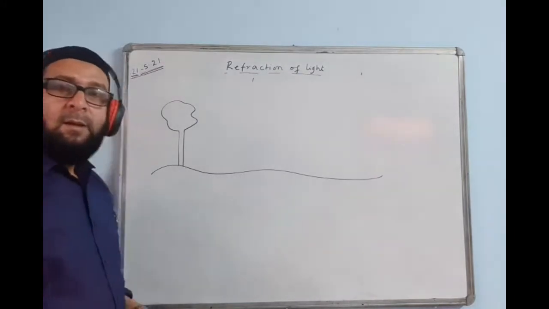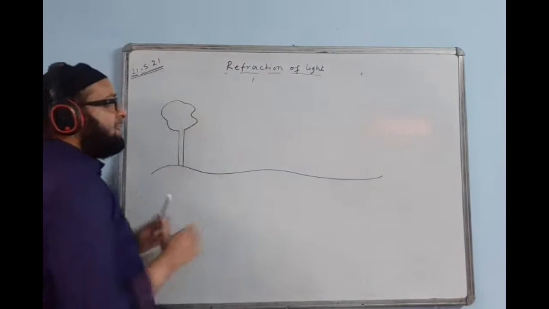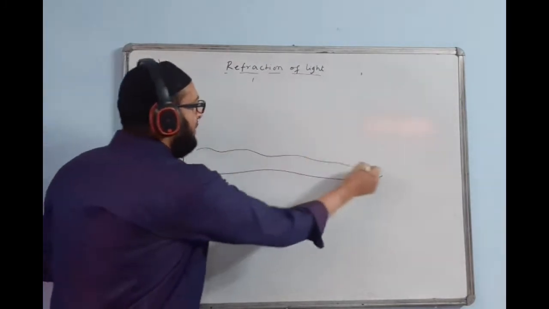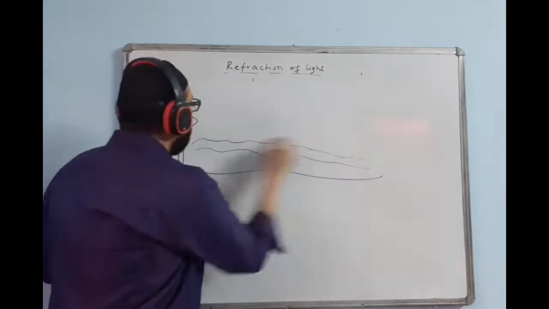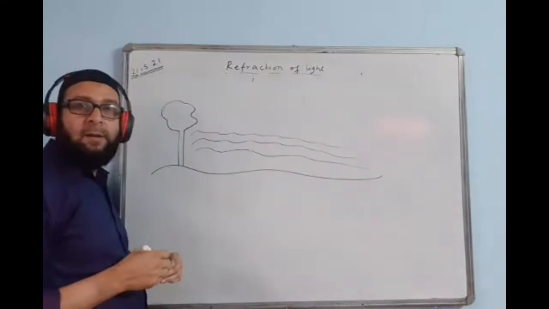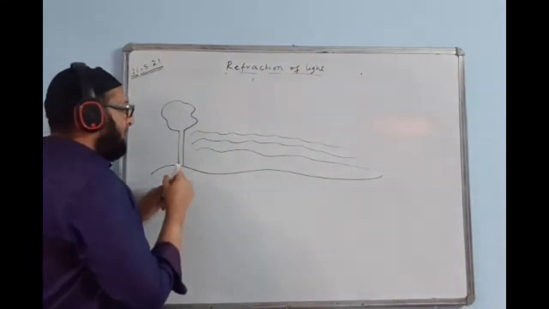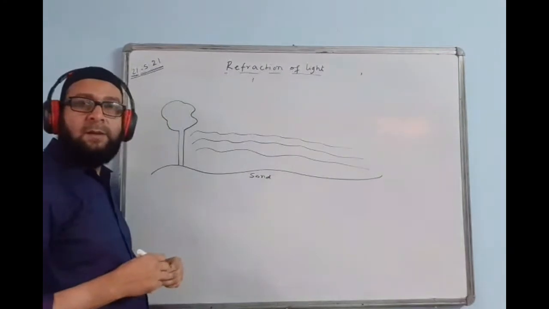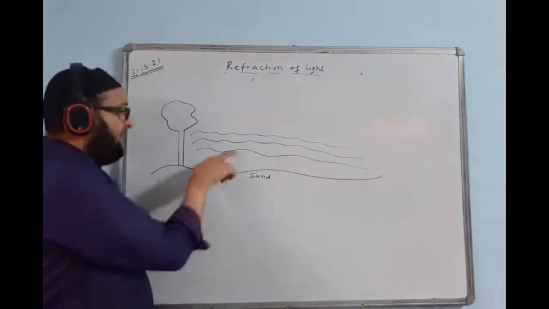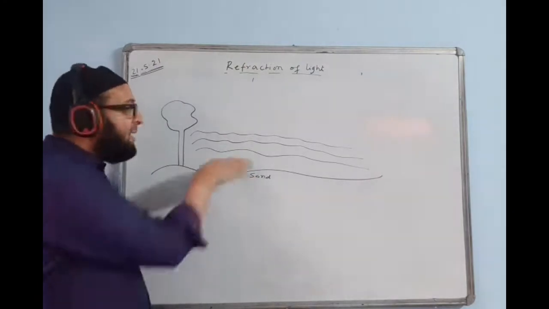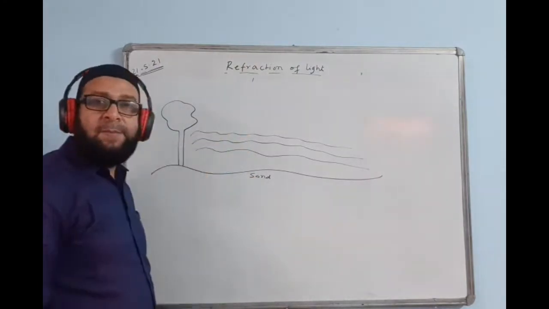Now suppose there is a tree out there. What is happening here? I'll just show you. These are the different layers of the air, different layers of the air like this. This is your sand, desert. This air will be hotter because the air close to the sand will be very hot, and as we go above it, the air will be comparatively colder, relatively cooler.